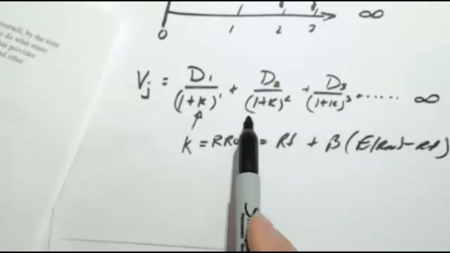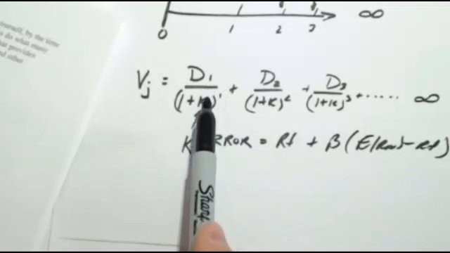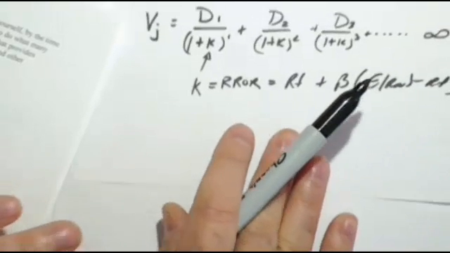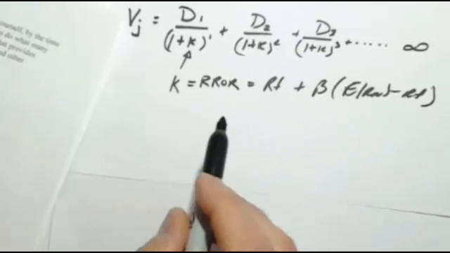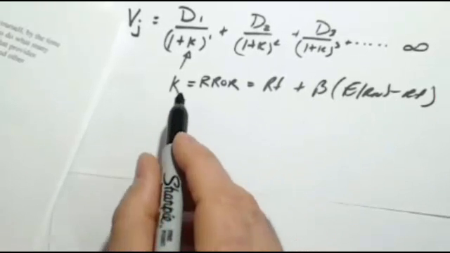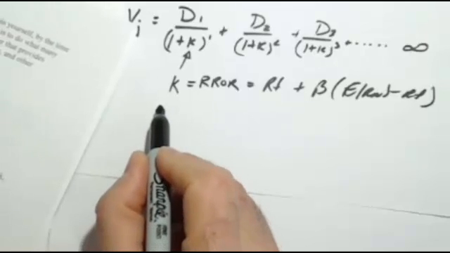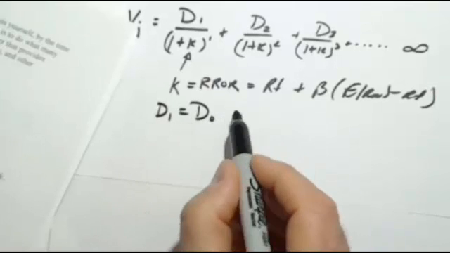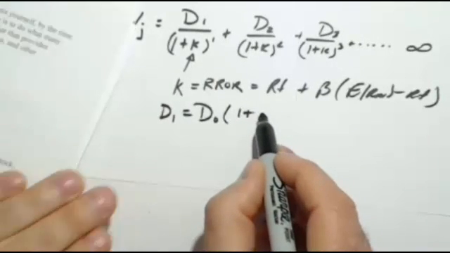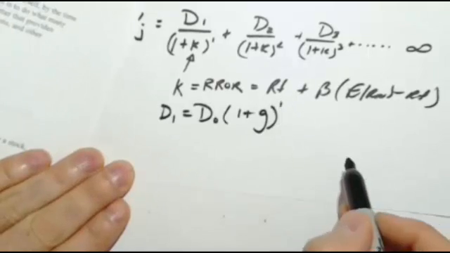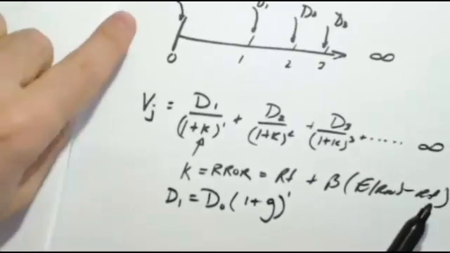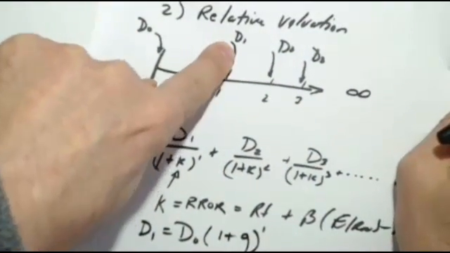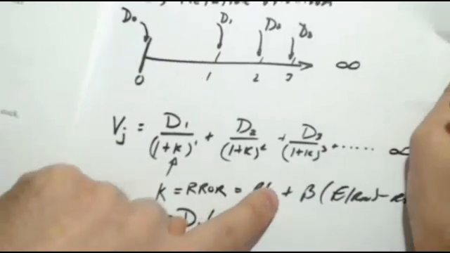Okay, so now what we want to do is get rid of this infinity sign. And the way we do it is we assume that there's constant growth in the dividend. What I mean by constant growth is that the dividend grows at a constant rate G. So D1 equals the dividend just paid times (1 plus G) to the first power. I'm taking this dividend here and growing it by G for one period.